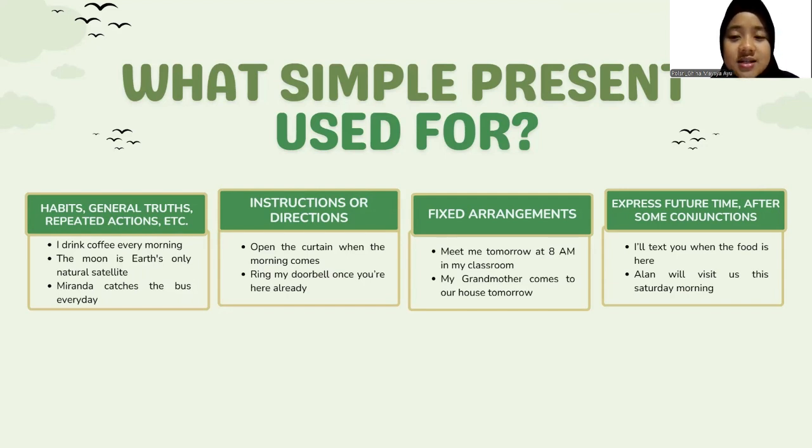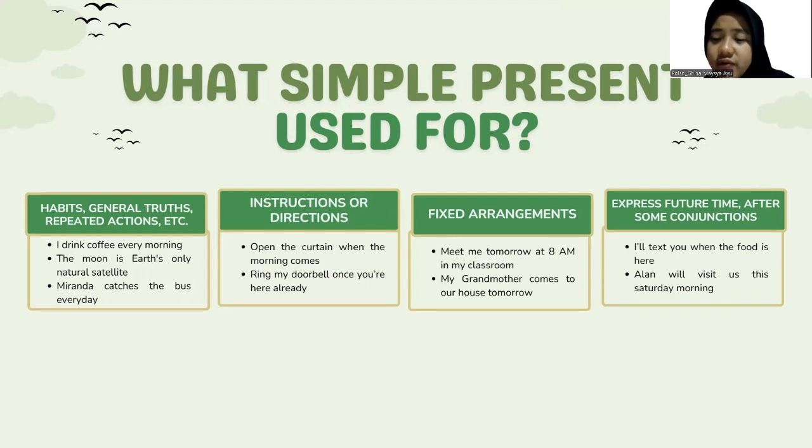And for the second function of simple present, we have instructions or directions. Here we have open the curtains when the morning comes. That's the instruction. Or maybe ring my doorbell once you're here already. The directions. And for the third one, we have fixed arrangement. One of the examples we have here is meet me tomorrow at 8 a.m. in my classroom. And then for the express future time or after conjunction, we have I'll text you when the food is here.